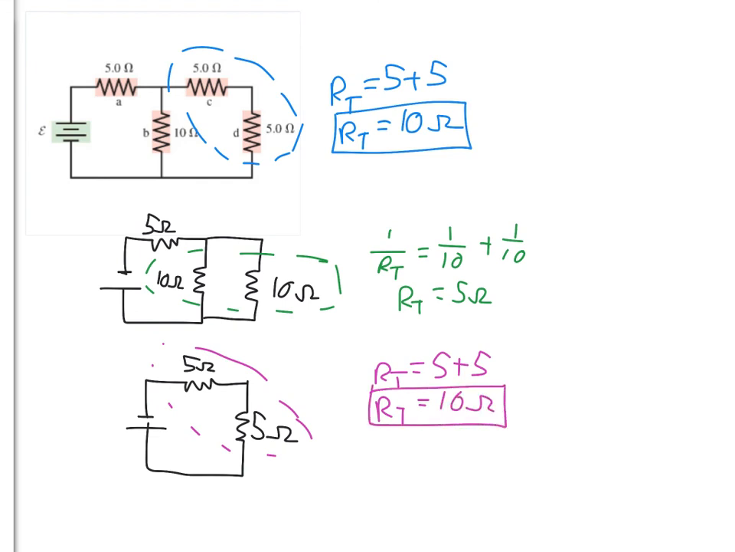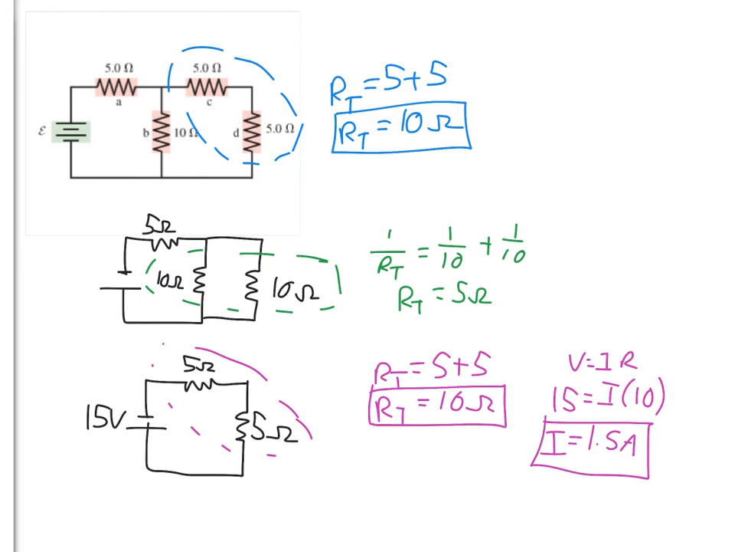I'm now going to go ahead and find the total current flowing through my circuit, keeping in mind, and it says this in the initial part, that this E here, this battery, is 15 volts. So using Ohm's law, V equals IR, I'm going to solve for my total current. So 15 equals I times 10. So the total current flowing through my circuit here is 1.5 amps. So 1.5 amps leaves my battery. That means that 1.5 amps is going to flow through that 5 ohm, and 1.5 amps is going to flow through that 5 ohm as well.